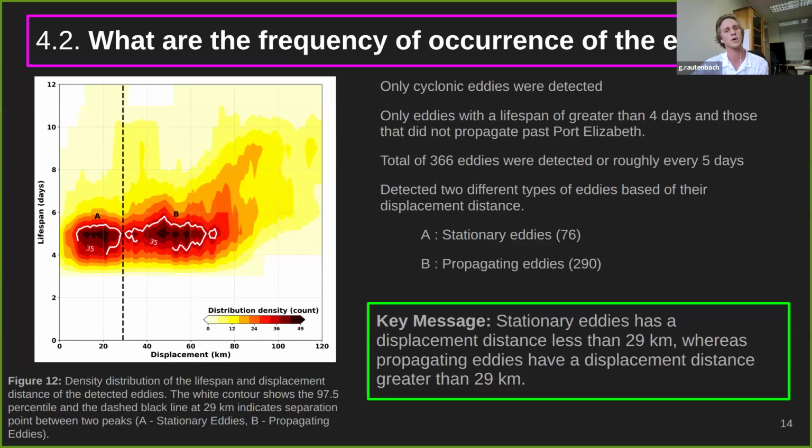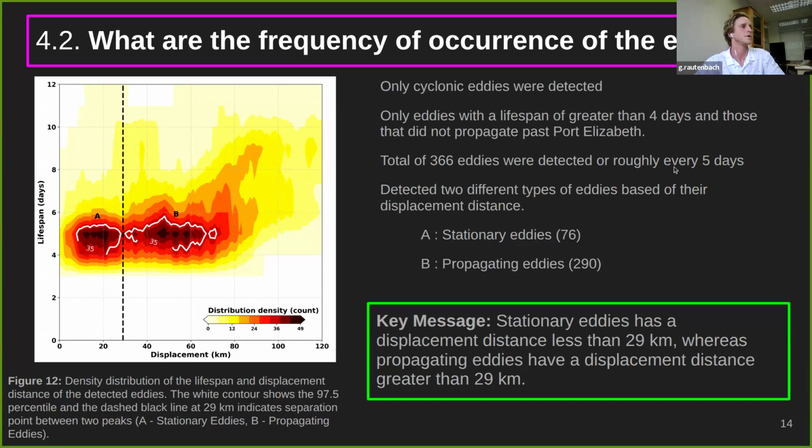I've got a plot here, which is really just the lifespan of the eddies as a function of the displacement distance. And we can see I've got a bimodal distribution, which points to 2 different groups of eddies. We separate them based off the displacement distance and name them stationary and propagating eddies. The stationary eddies are on the peak, group A, and the propagating eddies are group B. We also detected fewer stationary eddies versus the propagating eddies, of which we detected 276, or 290, sorry.